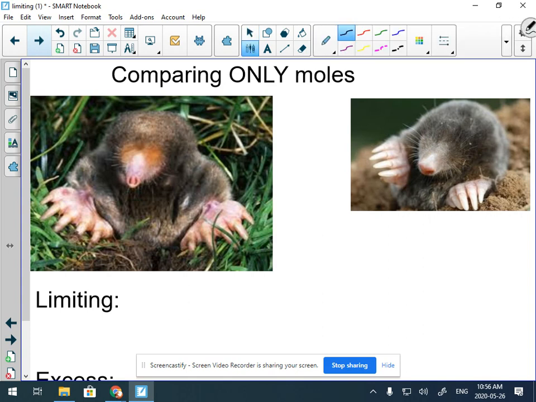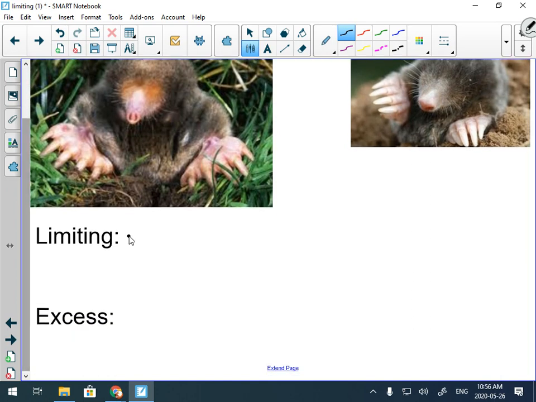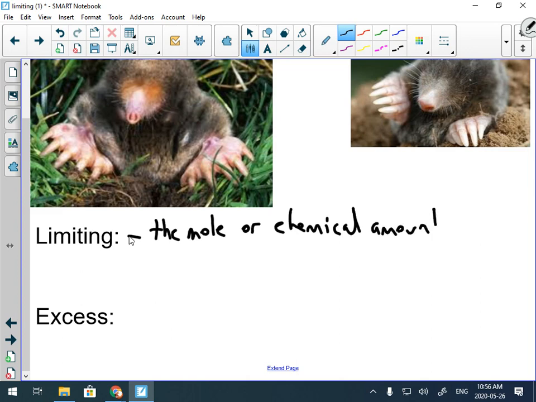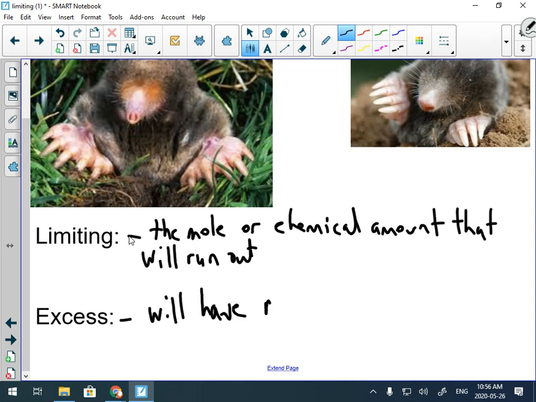So just quick definitions here. The two things are limiting and excess. Limiting are the mole or chemical amount that will run out. An excess will have moles left over after the reaction stops.